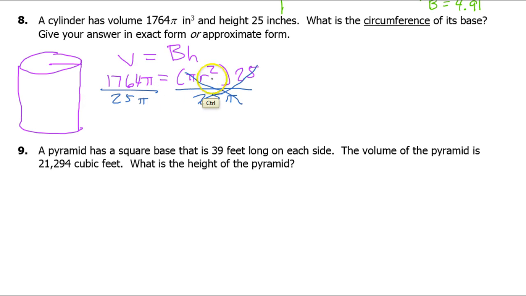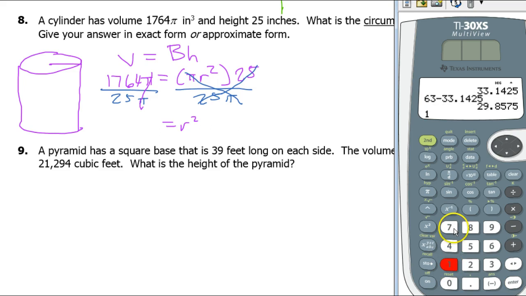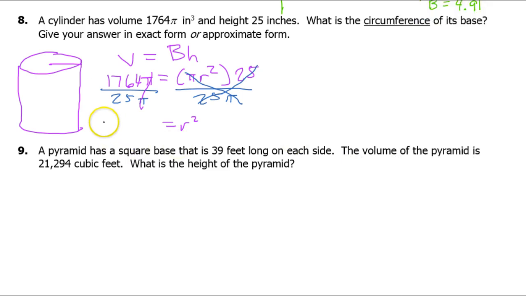Okay, 25 pi. So that gives me... notice that the pi's are going to cancel out. So this is going to give me the radius squared. This is not going to go in evenly, but let's just see what happens if I do 1,764 divided by 25. Okay, 70.56. Maybe I can work with that.